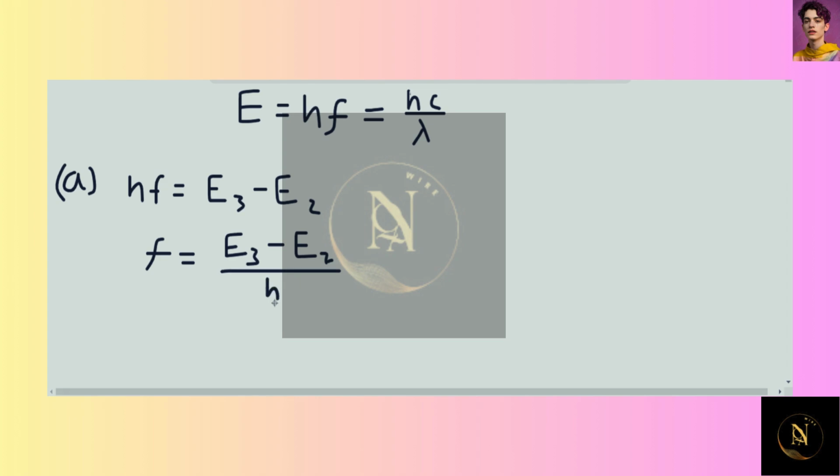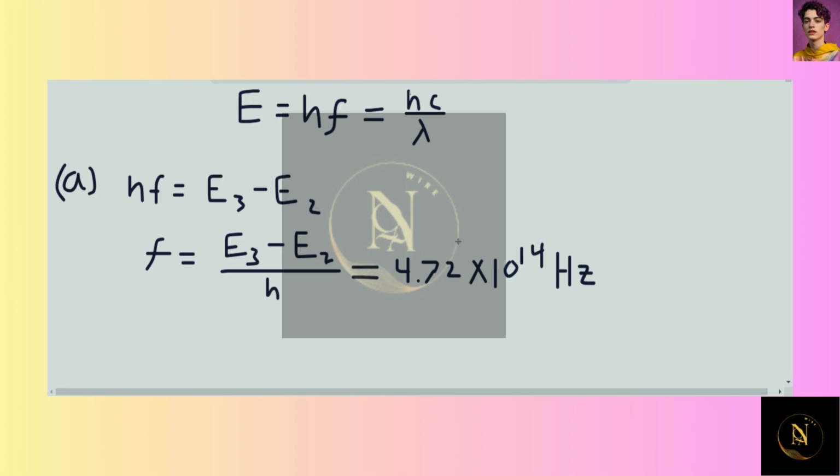So Planck's constant in units of electron volt seconds is 4.1357 times 10 to the minus 15 electron volt seconds. Taking those values in, we find that the frequency is equal to 4.72 times 10 to the 14 hertz. We can box our solution for part A.